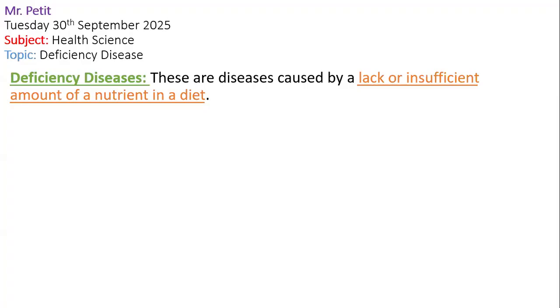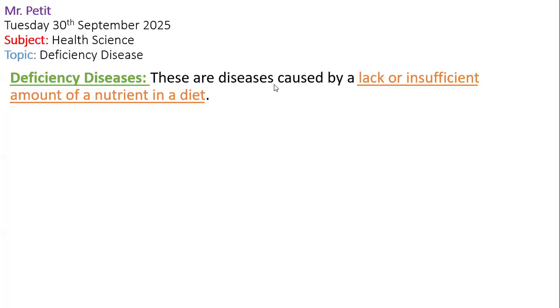Deficiency disease is, by definition, diseases that are caused by a lack or insufficient amount of nutrients in the diet. So when you lack it, you don't have enough, that's what we call a deficiency disease. All right, Ronika, can you read the definition of deficiency disease for me? Deficiency diseases are diseases caused by a lack or insufficient amount of a nutrient in a diet.